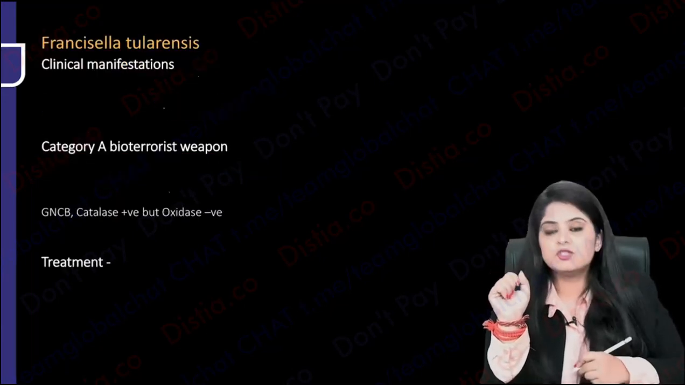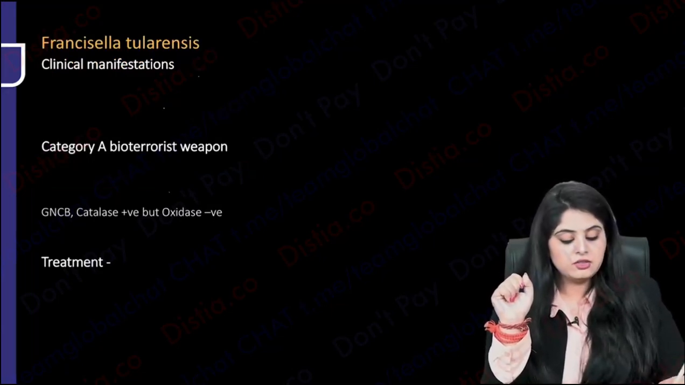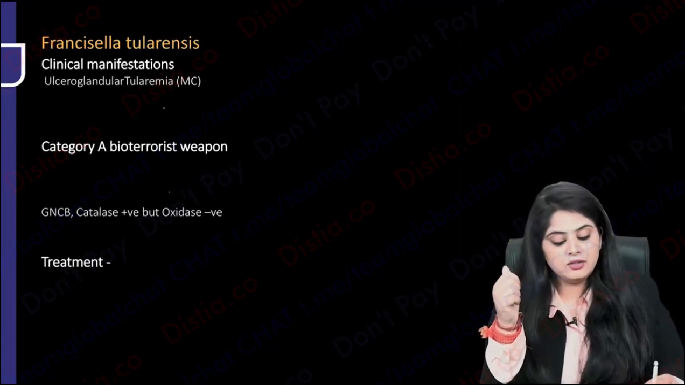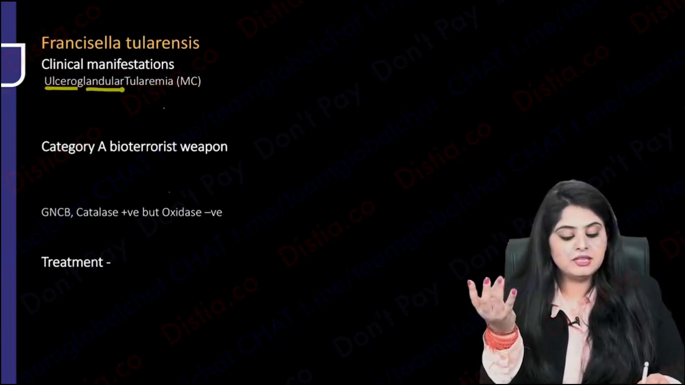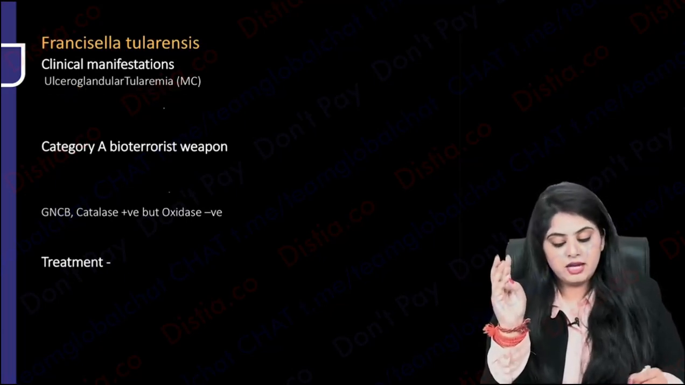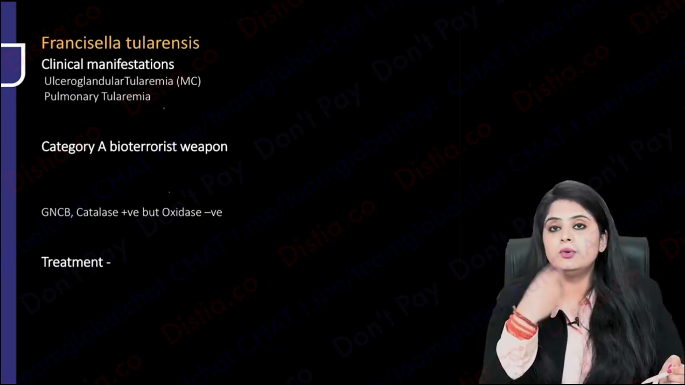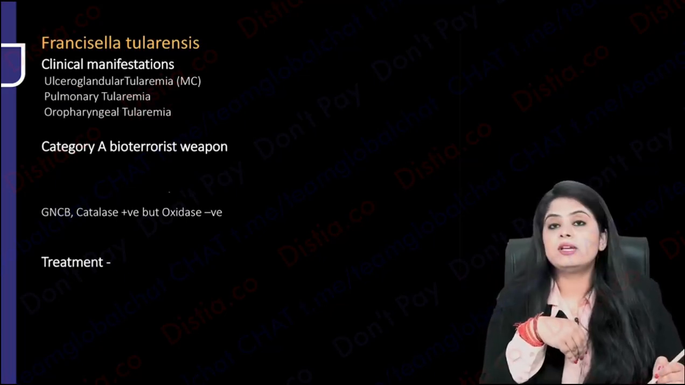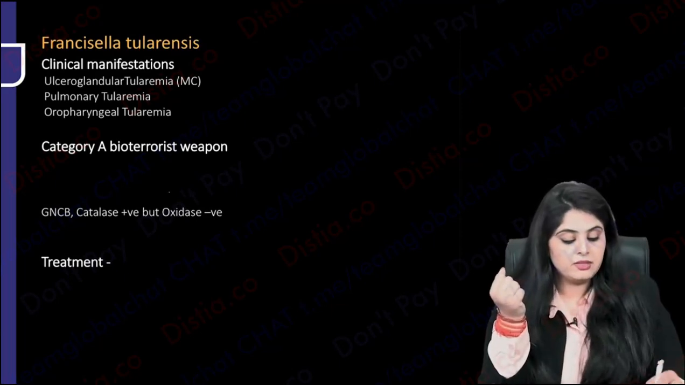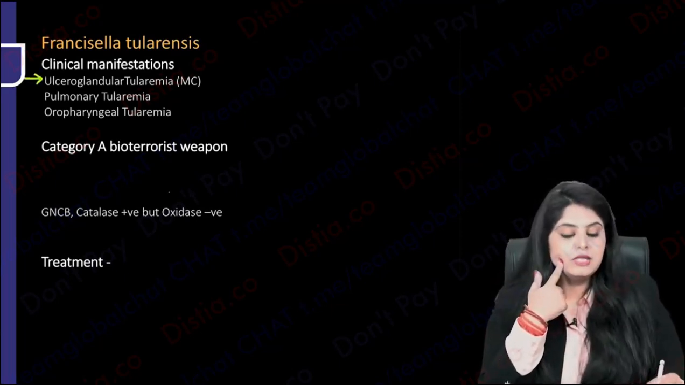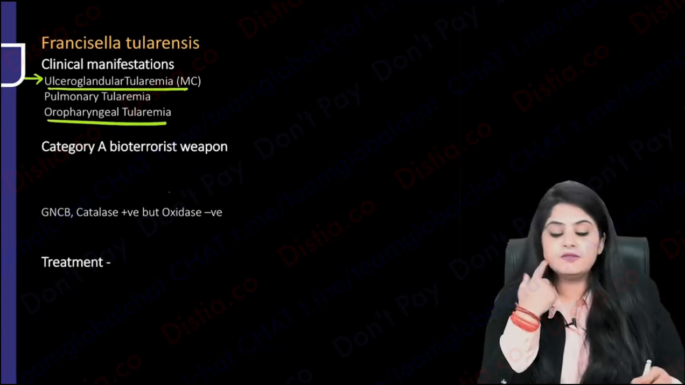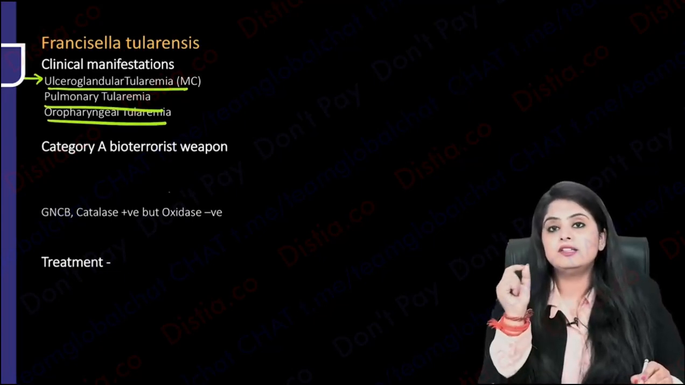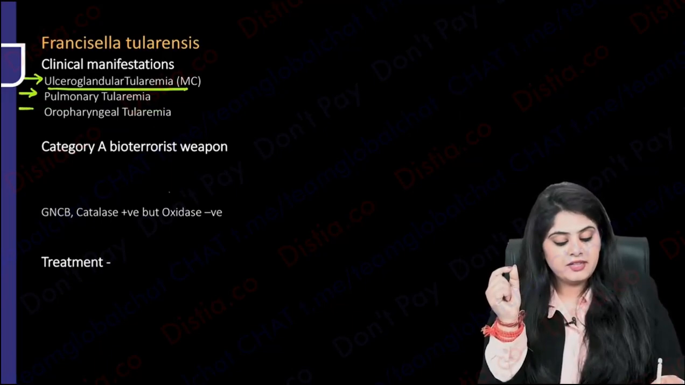So what are the clinical features that you have? Firstly, there are three forms. There can be an ulceroglandular tularemia. Ulceroglandular means there can be an ulcer, and gland means lymphadenopathy. So ulcer and gland, that is ulceroglandular tularemia. After that, you can have an oropharyngeal tularemia, for example an ulcer in the mouth and a cervical lymph node. And then you can have one in the lungs, that is pulmonary. These are the different organs that are affected.